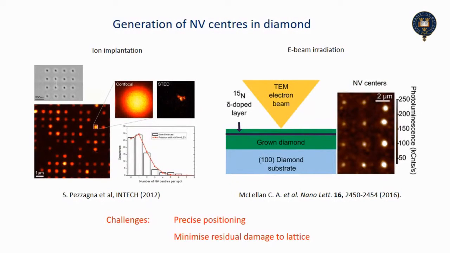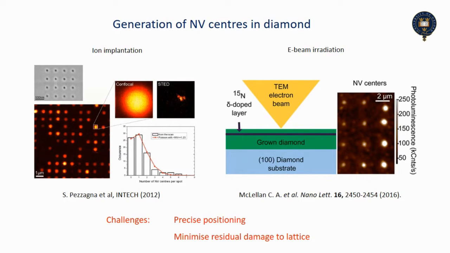The two methods that have traditionally been used for generation of NV centers in diamond are ion implantation and electron beam irradiation. And the challenge here really is to achieve precise positioning of the NV centers and at the same time to minimize residual damage to the lattice so that the NV centers you create have good coherence properties.